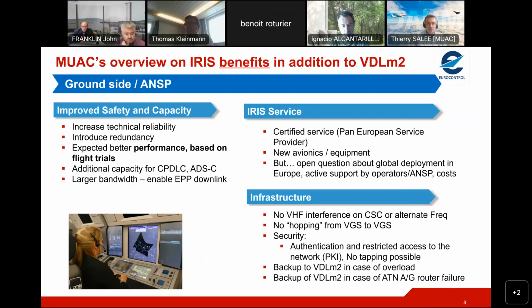There is no hopping from VGS to VGS. For sure, there are security features, so the use of authentication and restricted access thanks to PKI, public key infrastructure. It's also not possible to tap and listen to messages. And for sure, IRIS is a backup of VDL Mode 2 in case of overload or in case of an air-ground router failure from one of the providers, SITA or ARINC, which unfortunately happens from time to time.